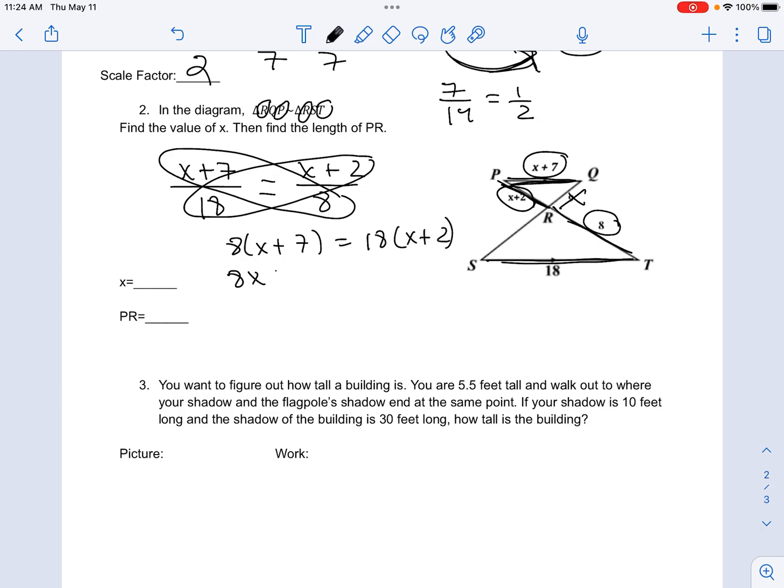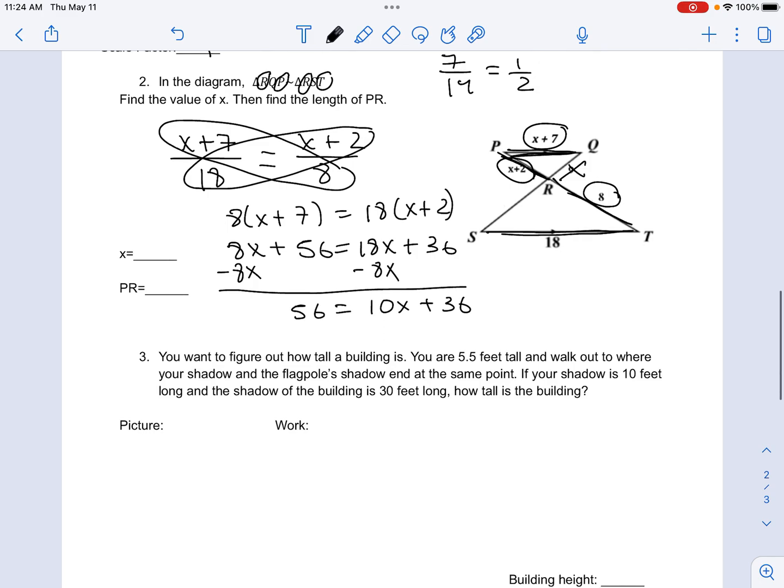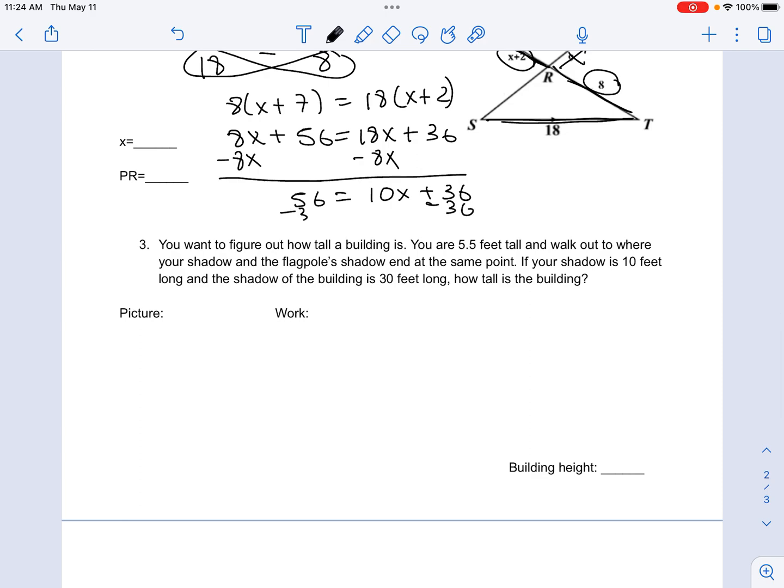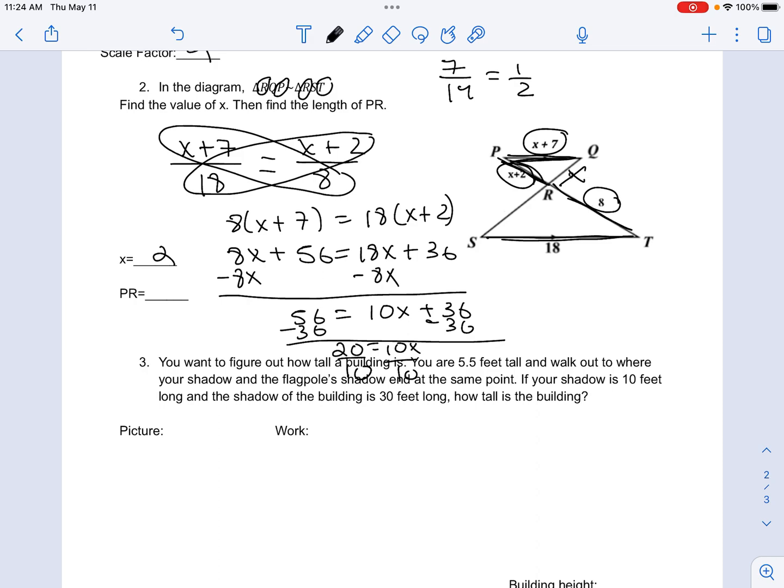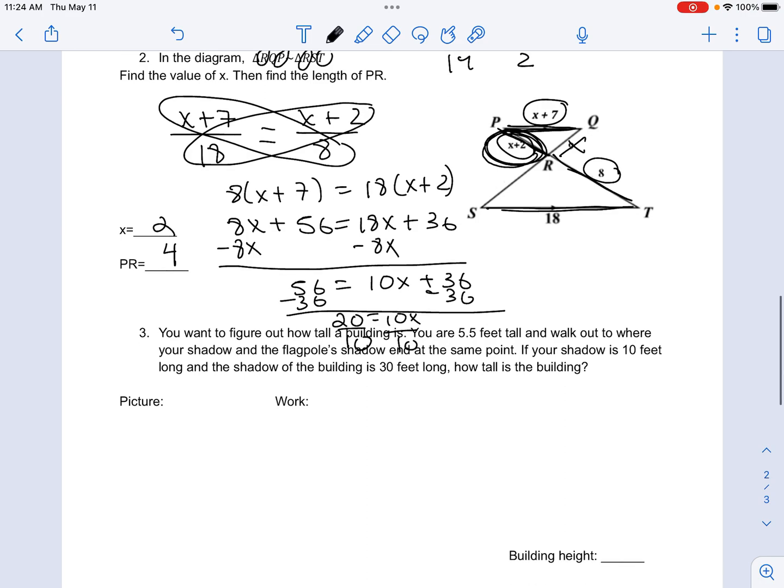So let's distribute. I have 8x plus 56 equals 18x plus 36. Notice it's just x's and numbers, okay? And we're going to just solve for x. So I'm going to subtract the 8x from both sides. So I have 56 equals 10x plus 36. Subtract the 36. I have 20 equals 10x. And lastly, divide by 10. So you're going to get x equals 2. And then it also asks for PR. So look back here. PR is x plus 2, so 2 plus 2 is 4.